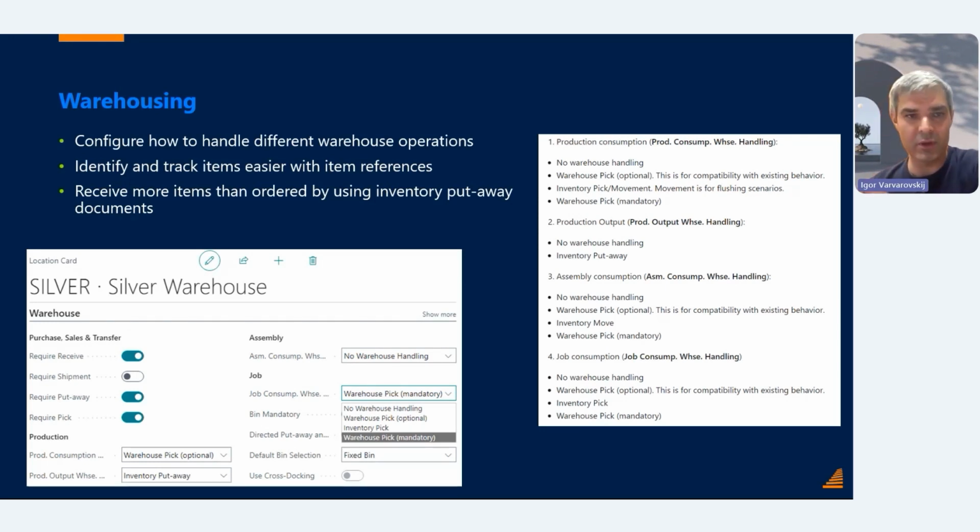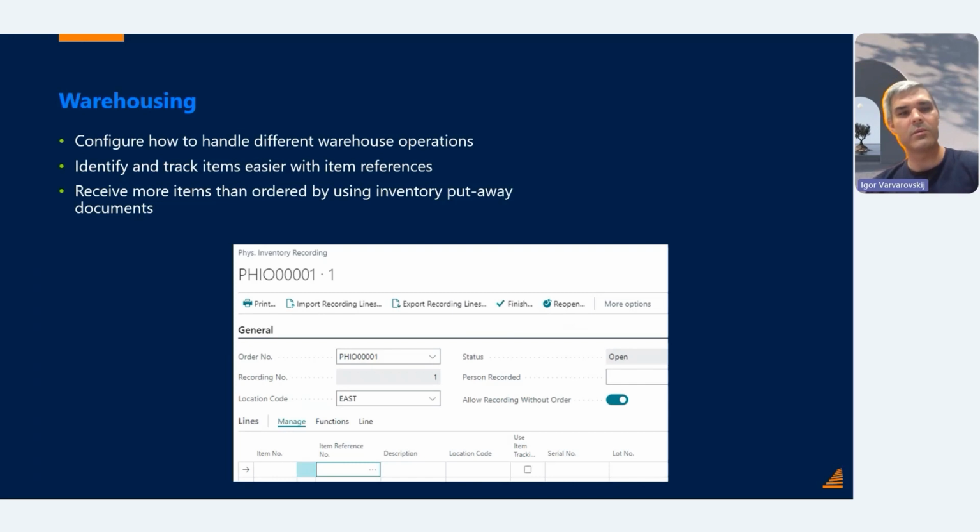First of all, not all companies are the same, and not all of them process operations in the same way. So finally, you can select how specific operations are being handled in your company. You can have a different setup for production output, you can have a different setup for assembly, and so on.